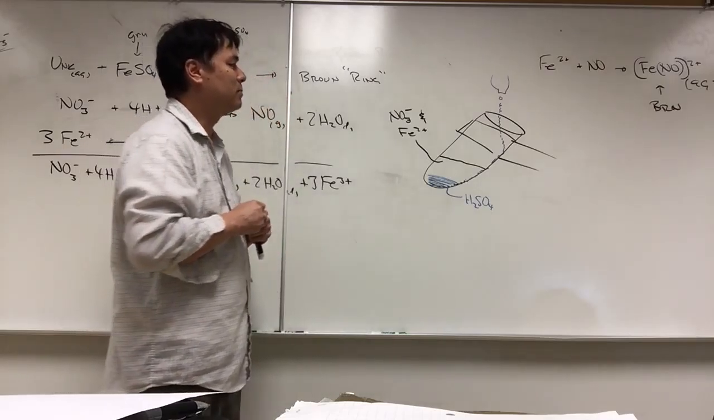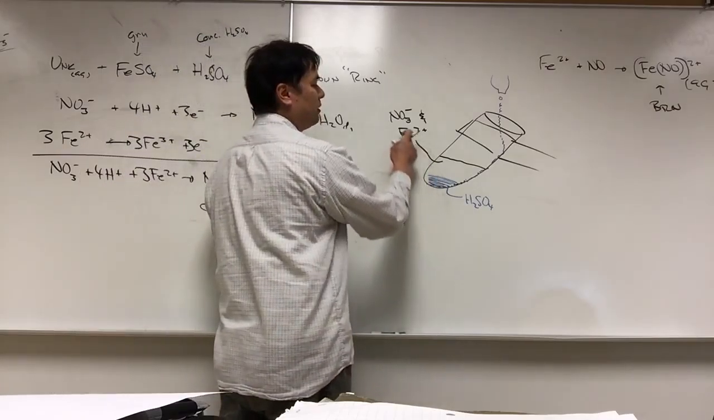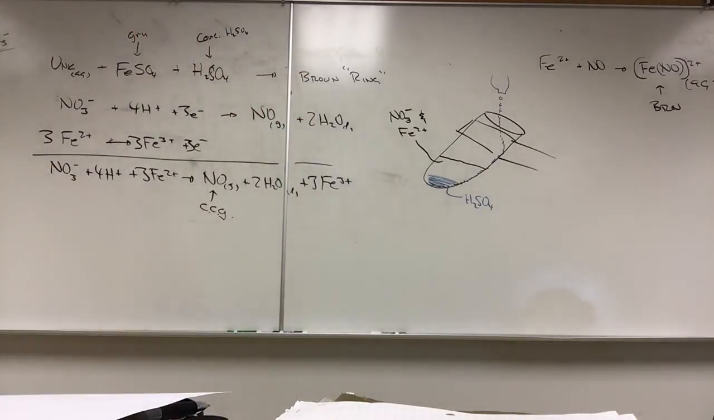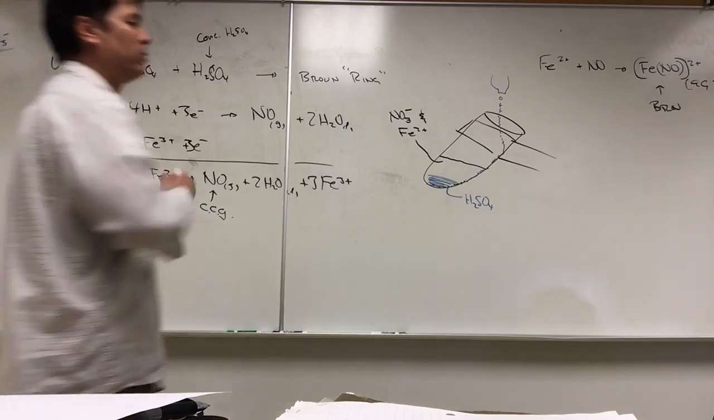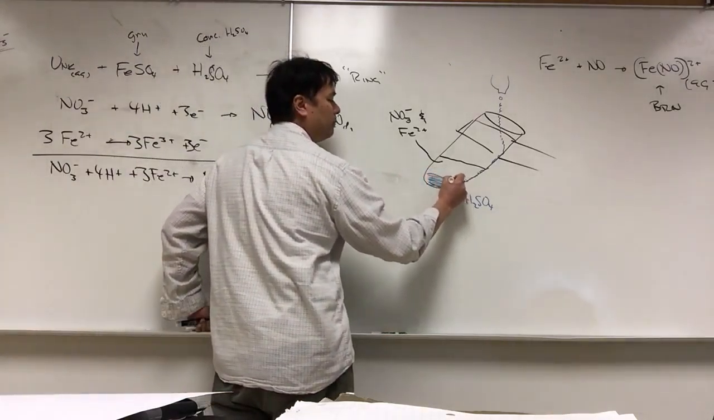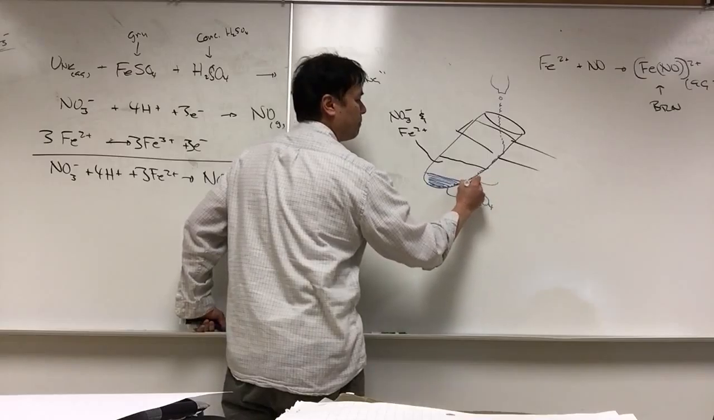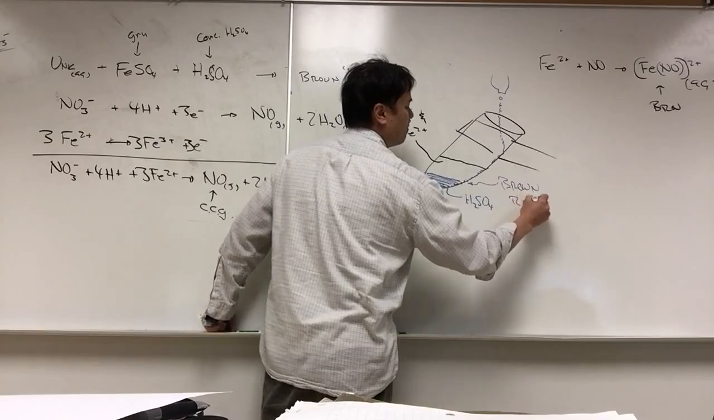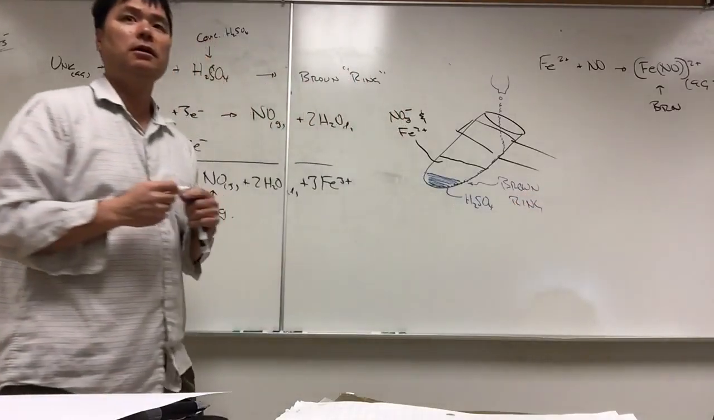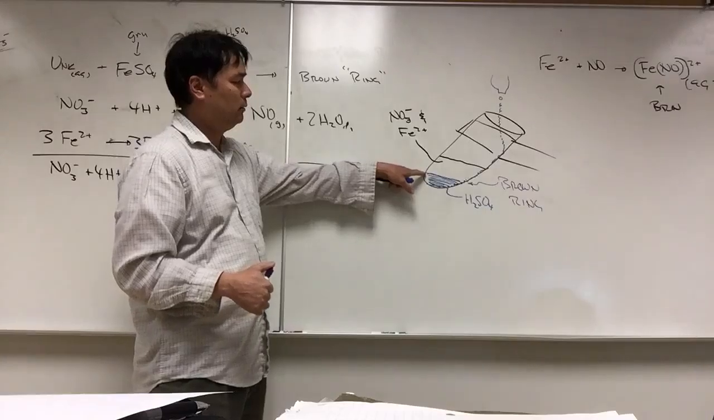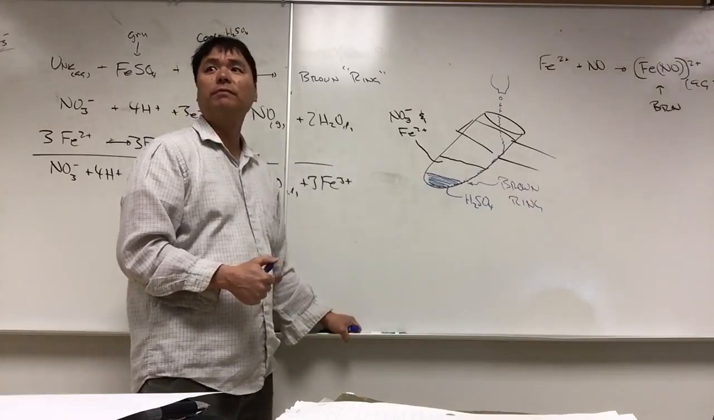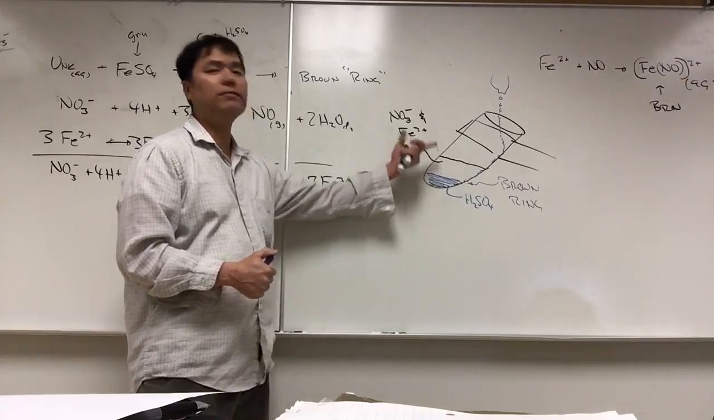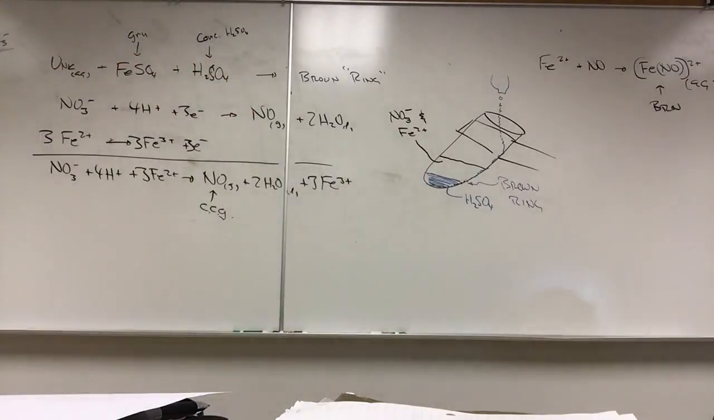Now, at the interface between the concentrated sulfuric acid and the nitrate and iron 2 solution, this is where we should detect the brown ring, right here. Just a small layer of brown solution. So be careful with this one because it's dangerous.